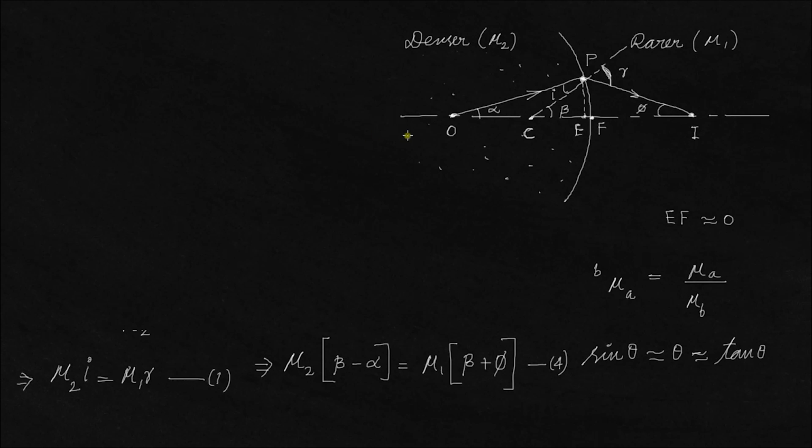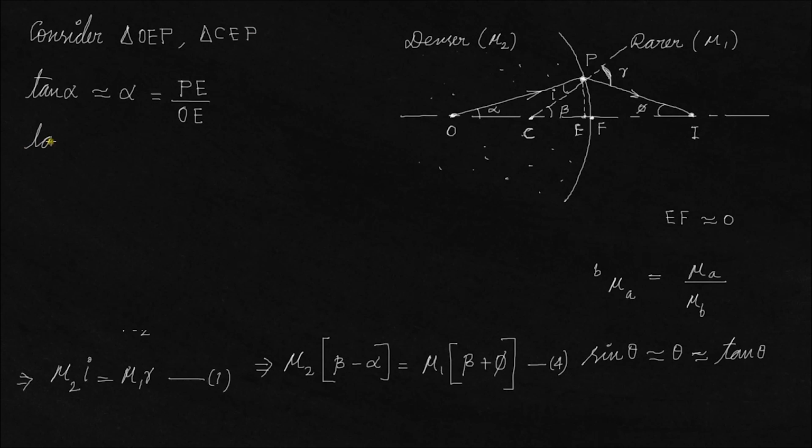Now consider triangle OEP. We have tan alpha. We know that tan alpha is approximately equal to alpha for small angles, and tan alpha equals opposite, that is PE, by adjacent. PE is the opposite side and the adjacent side is OE, right? So alpha is PE by OE.